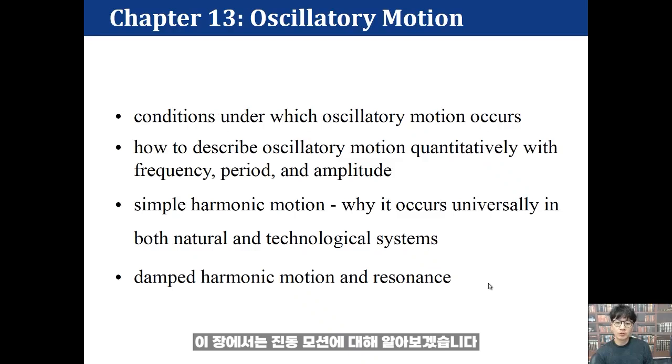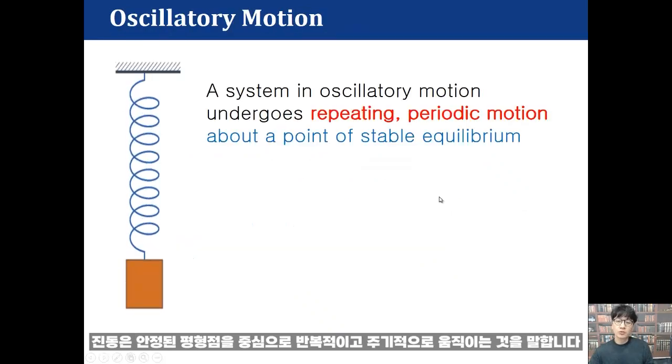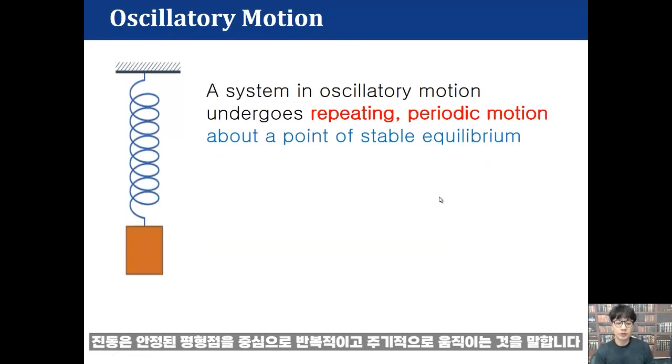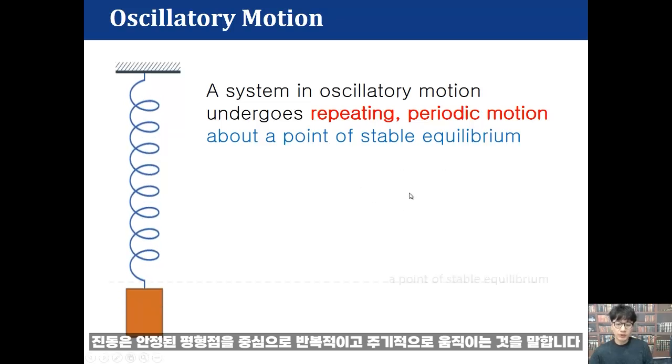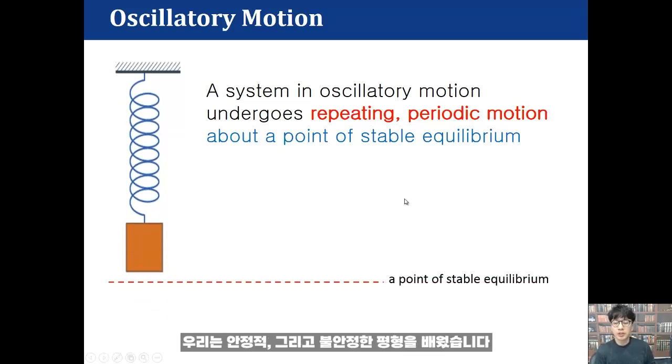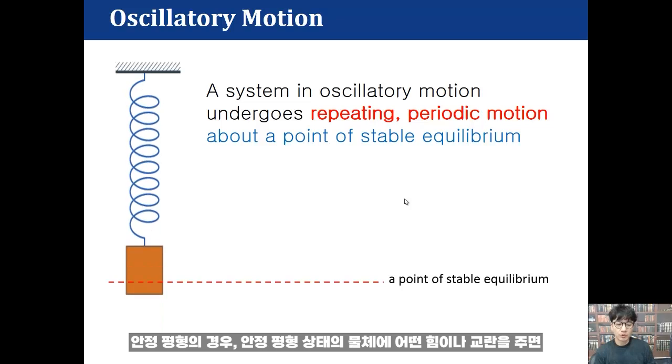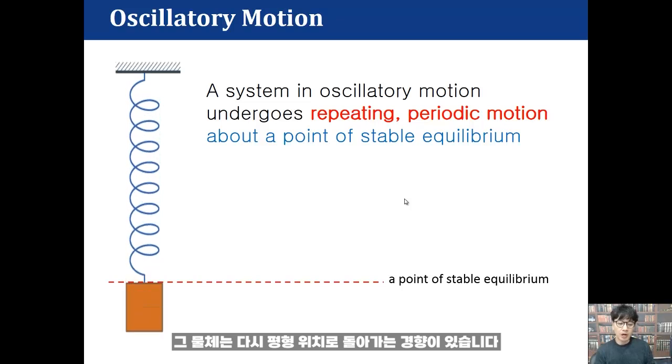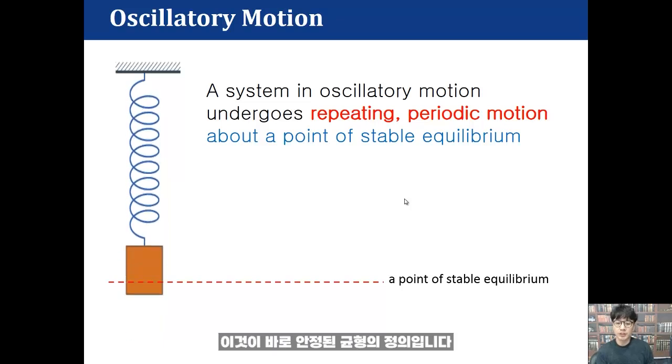We're going to learn oscillatory motion in this chapter. Oscillation is repeating and periodic motion about a point of stable equilibrium. We learned stable and unstable equilibrium. For stable equilibrium, if we give some force or disturbance, some perturbation to that object, the object tends to go back to the equilibrium position. That's the definition of stable equilibrium.